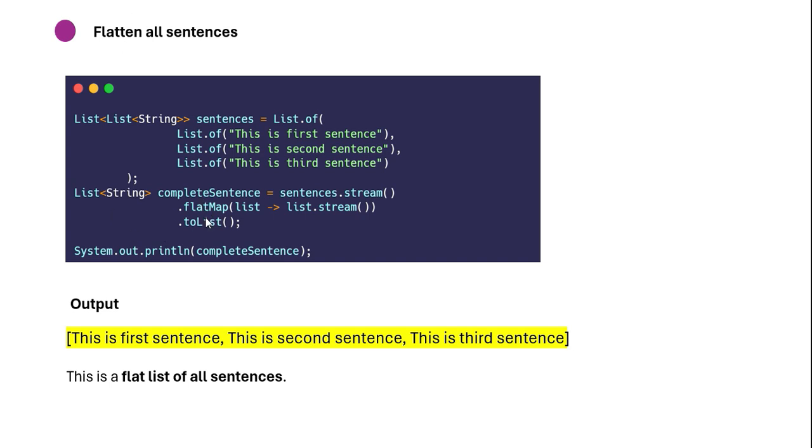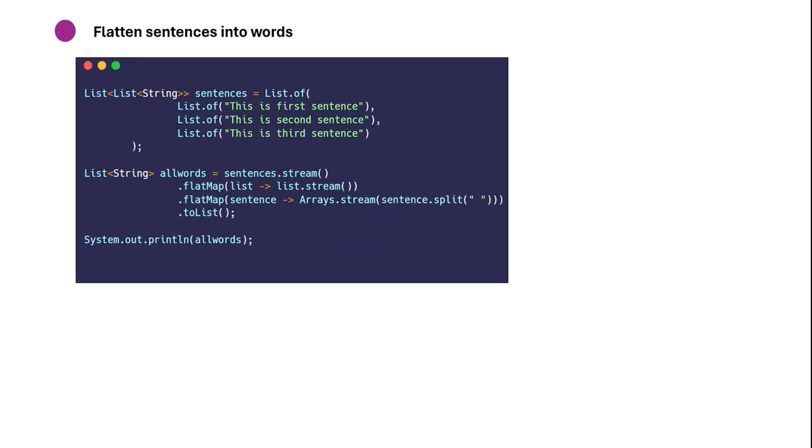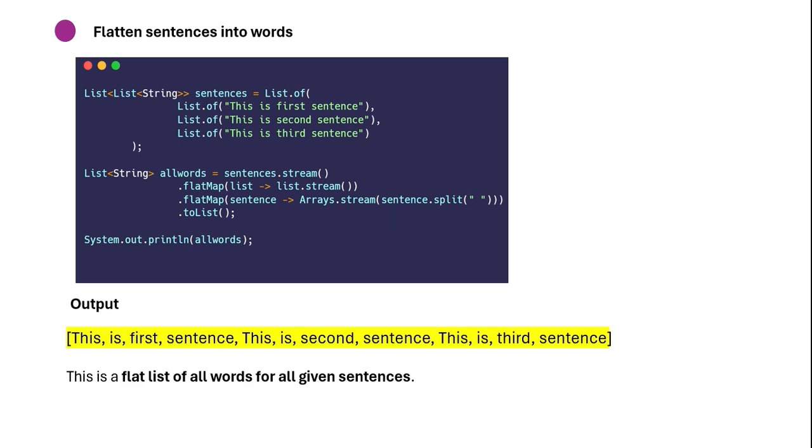If we want to convert these sentences into a list of words, initially we did just a single flatMap, and we can add one more flatMap here. Just like we did in the previous example, we split each of the sentences and convert them into an array of words, then convert them into streams, and then we flatten them out. So it is essentially the same as what we saw in the previous example. This is how we get the output. We have converted the list of all sentences into words. So this is a flat list of all the words for all the given sentences, by applying flatMap twice.